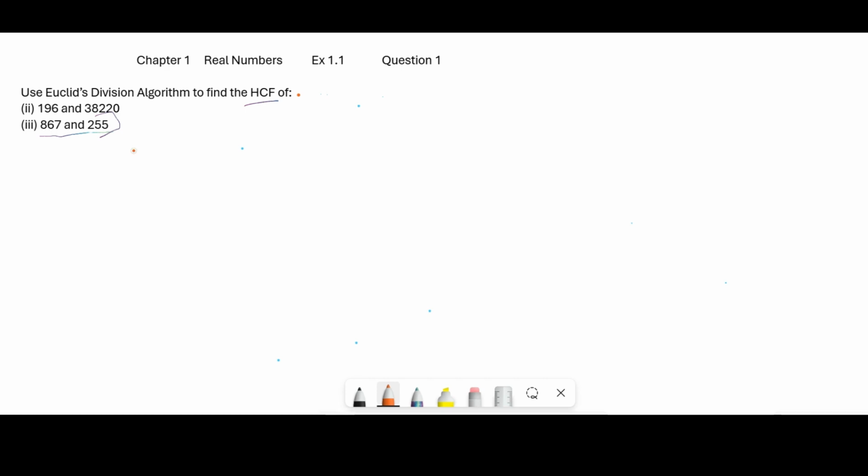method. In which we need to divide the bigger number. Here it is 867. Sorry, not 76. It's 867. We need to divide this one with the smaller number, that is 255. So what Euclid's division algorithm says is that divide the largest number with the smallest number until you get 0 as a remainder. Okay, let us do it, and meanwhile we will understand how we can do it.